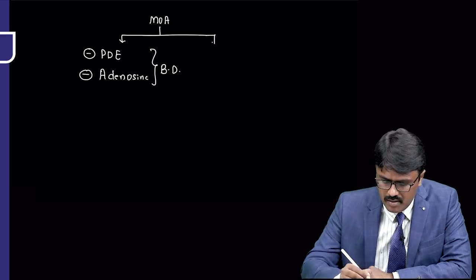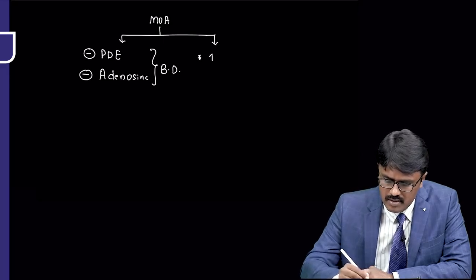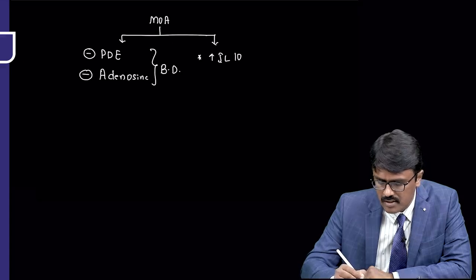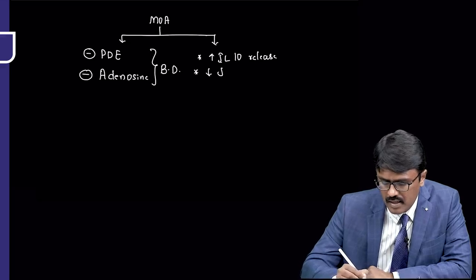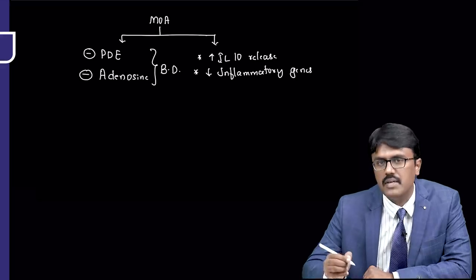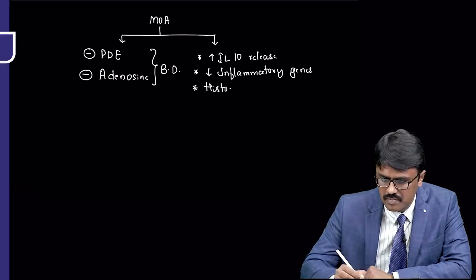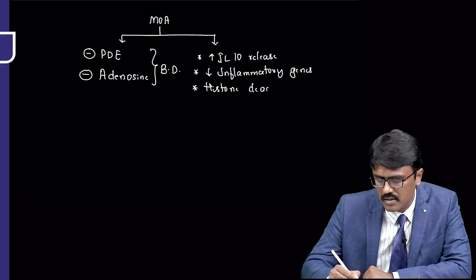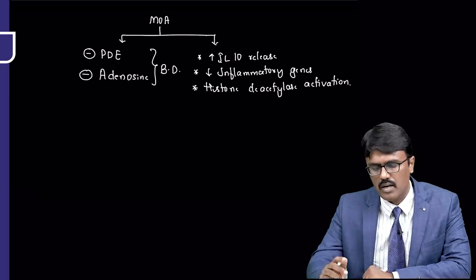Another important mechanism is this. They increase interleukin 10 release. They decrease inflammatory genes. So they are known to decrease inflammatory genes. And also they do one more thing, that is histone deacetylase activation. So these contribute to their anti-inflammatory property apart from bronchodilating.